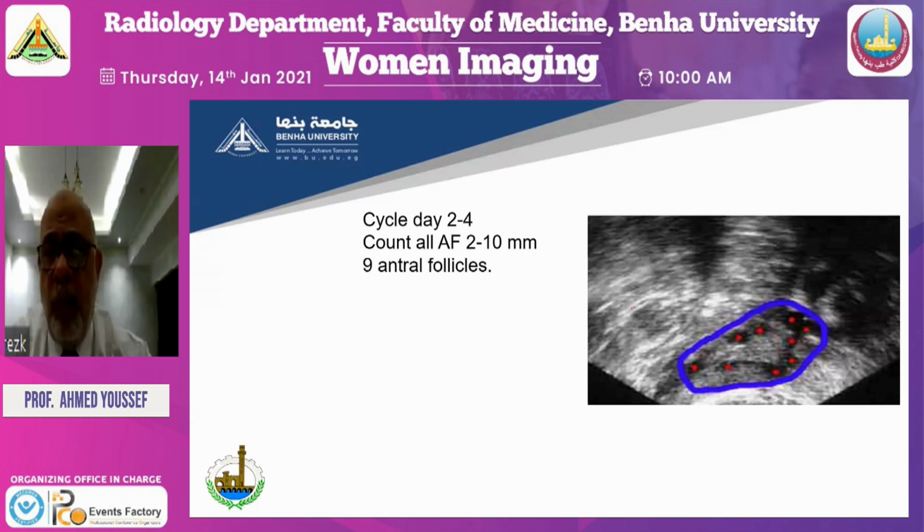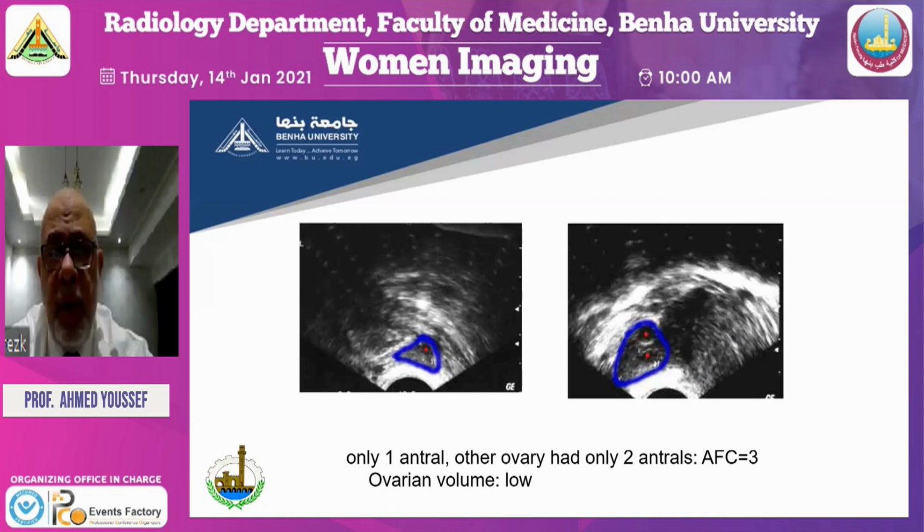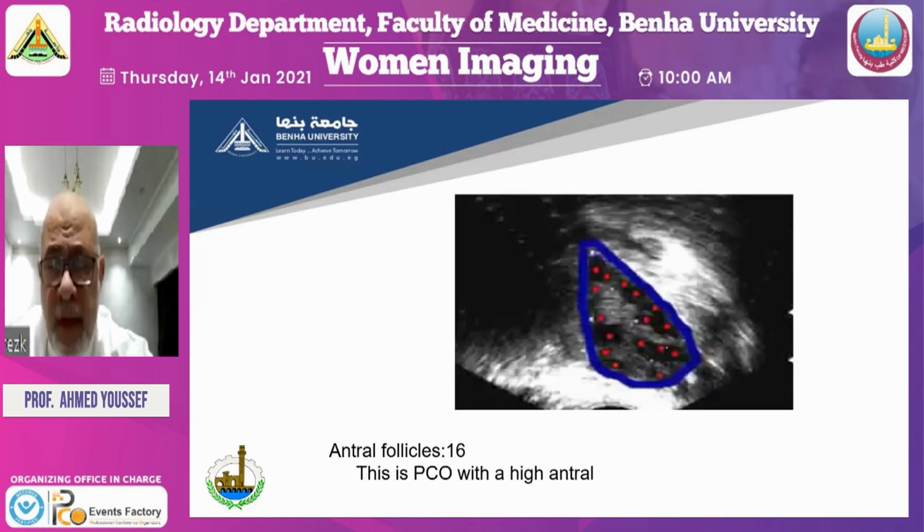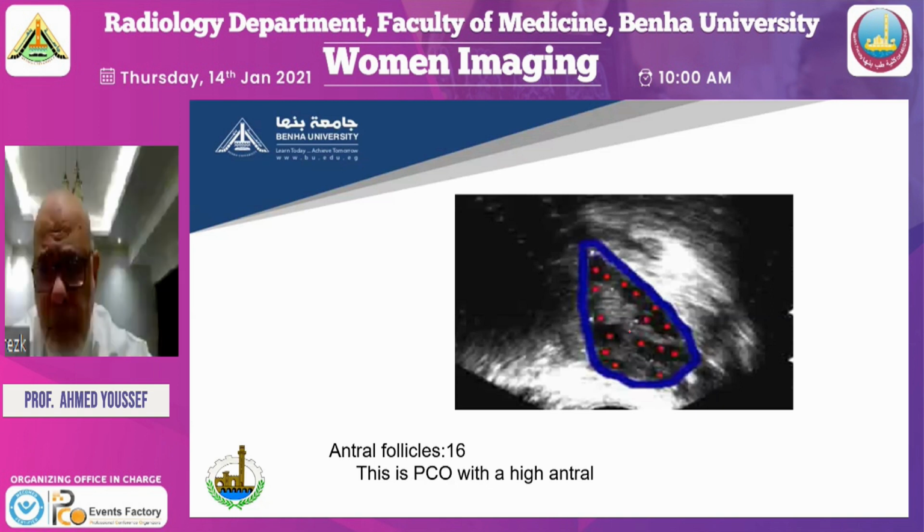The antral follicle count, we measure it basally at the 2nd, 3rd or 4th day of the menstrual cycle. I count all the antral follicles from 2 to 10 millimeter, and this ovary contains 9 antral follicles. This ovary contains very few antral follicles. It contains only 1, and this contains only 2 antral follicles. And this contains a lot of antral follicles, suggesting that this patient may have a picture of polycystic ovarian disease.